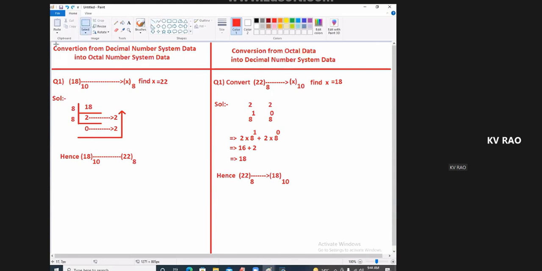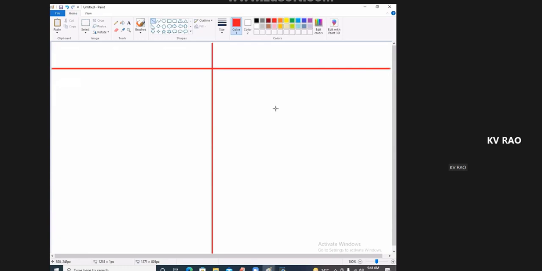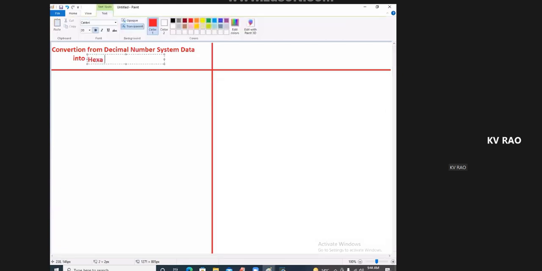One more type of conversion I want to take. Let us go to the paintbrush. Carefully try to understand, students. This is the last conversion table I'm explaining, and wherever you come across it further, you must understand this perfectly. Now I'm going to give you clarity on this area. You just observe it. I'm taking decimal number system data getting converted into hexadecimal. I'm just writing here: hexadecimal number system.